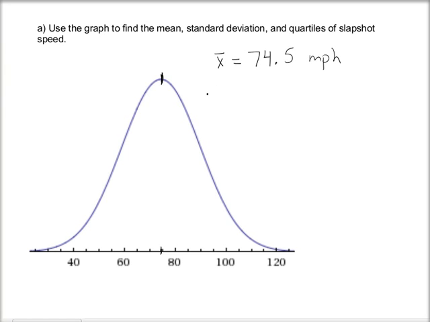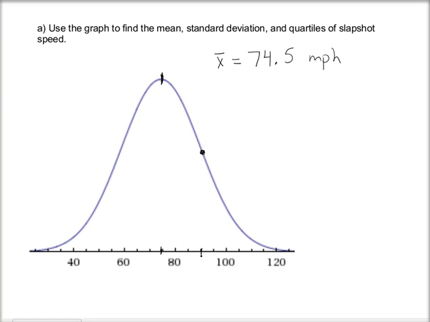Next, to find the standard deviation, we want to look for the point on the curve where it changes from getting steeper to flattening out. So I'm going to start at the peak here and trace my way down. I'm going to look for the point, which looks like it's about here, where I go from getting steeper as I go down to starting to flatten out.